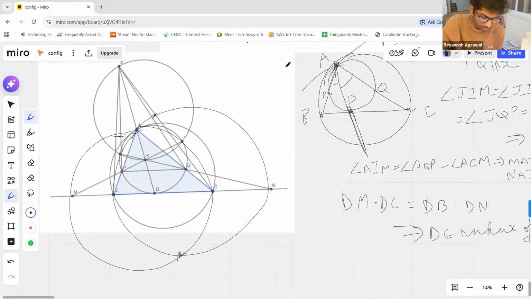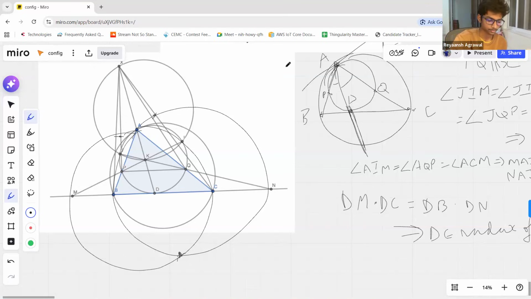Yes. You can also say another way: MJIN is cyclic, we know that, and K is the intersection of diagonals. So by radical center, K lies on AD, and so on. Yes, that was correct. That's true. KJM is similar to KIN, right? And so K lies in the radical center. So you're done. Okay, great.